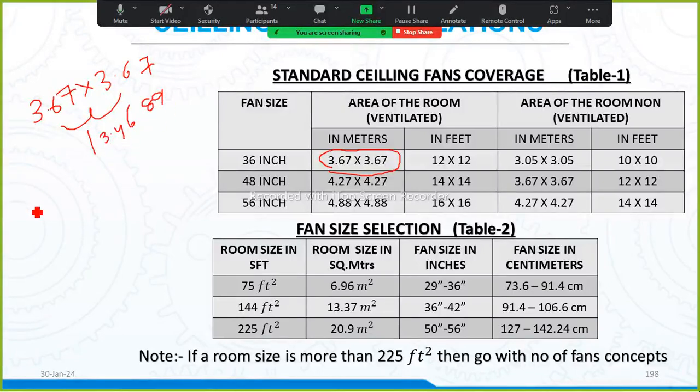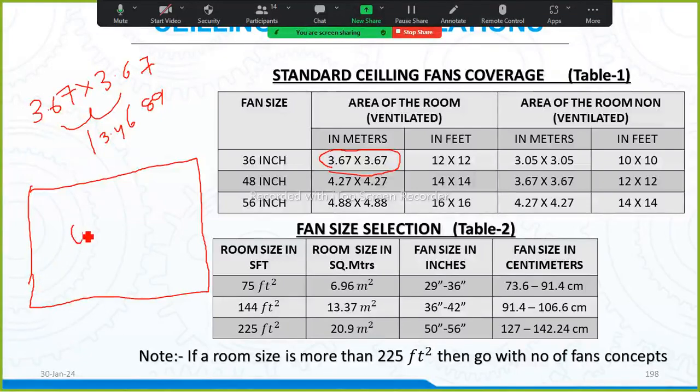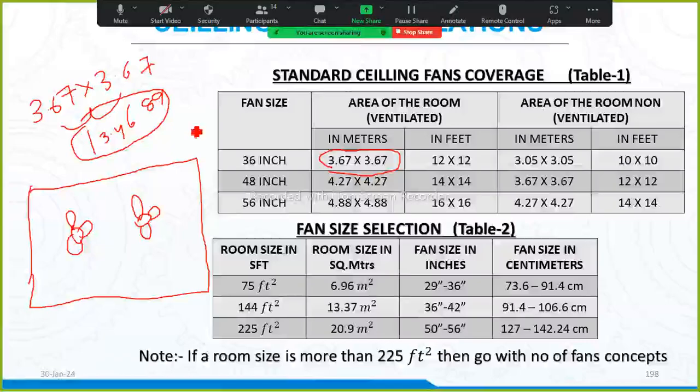Now, let me give a small example. There is one room, and I provided two fans. Now how will you get the distance between fan to fan as per the standard? What is the coverage area of one fan here? 13.4689. Let me write it here.